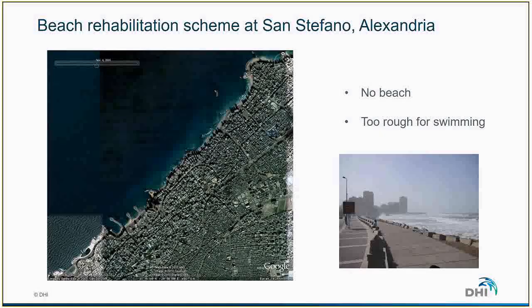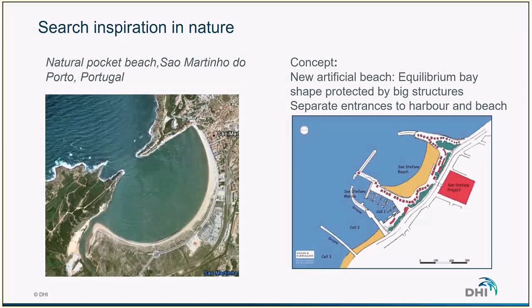This is located in San Stefano in Alexandria, on the Mediterranean coast of Egypt. Basically, in this case, we have a completely opposite situation to the previous project we've been looking at in Denmark, because in this case, we have no beach before the construction of the project, and we have relatively rough conditions, whereas in the previous case, we had not enough wave exposure to maintain a good quality for the beach. So let's see how these conditions have been used for the design of a new artificial beach.